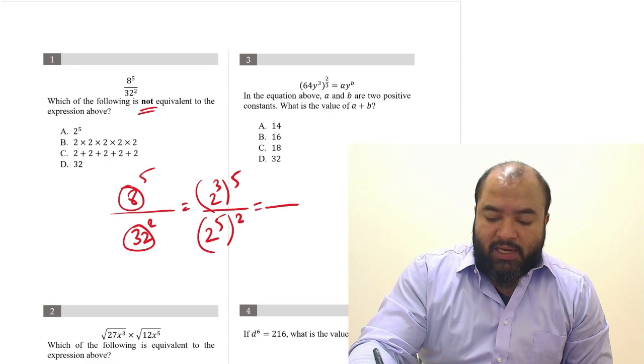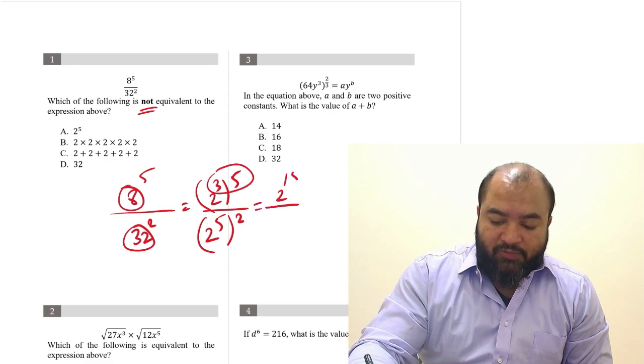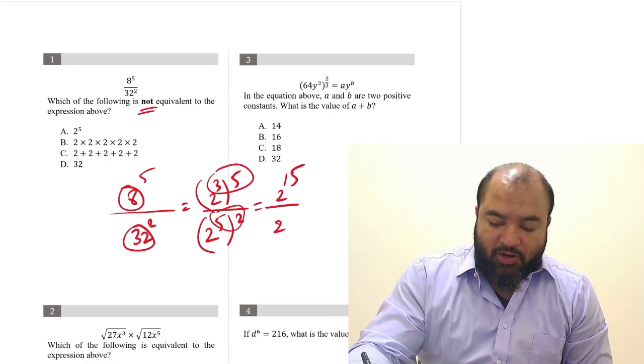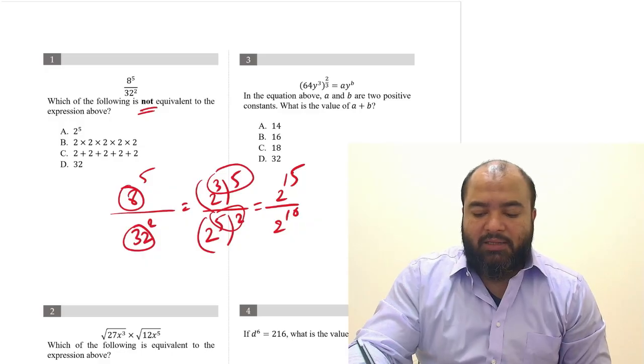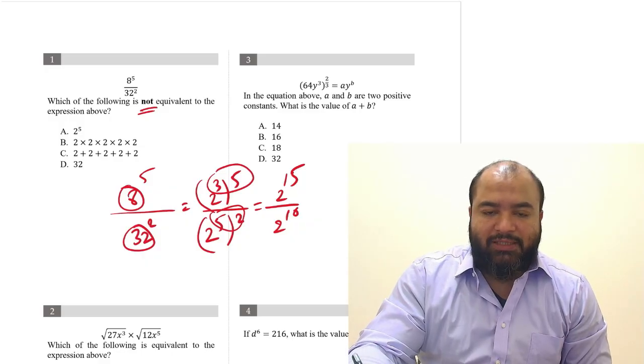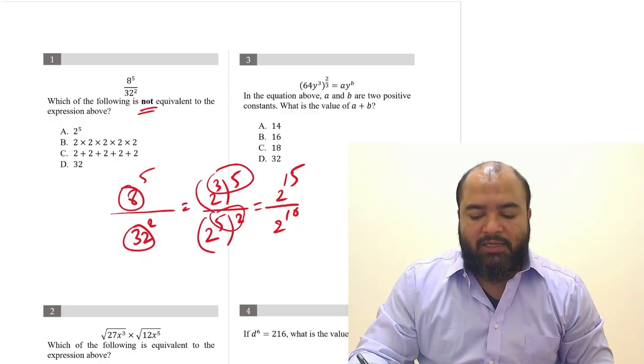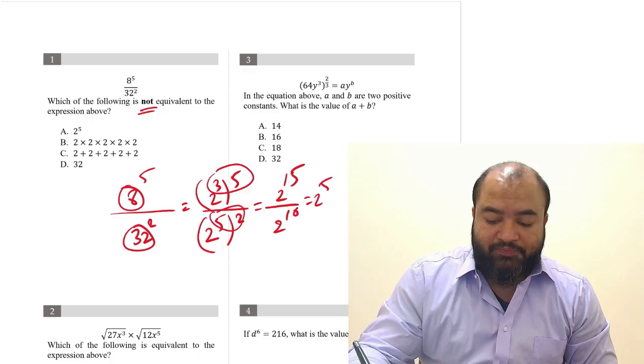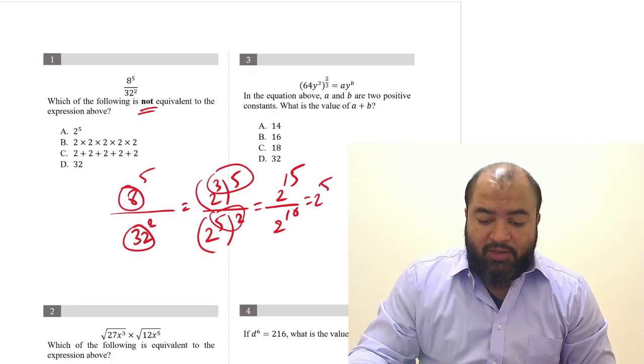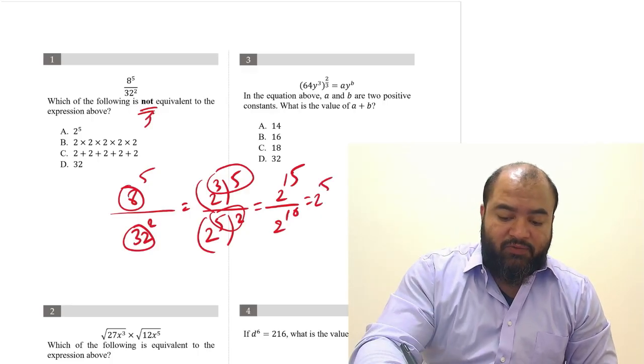So then it's 3 times 5, it's 2 power 15, and the bottom it's 2 power 10. When you divide and they have the same base, 2, you can just subtract the power, 15 minus 10, so that's 2 power 5. Okay, now which one of them is not equivalent to 2 power 5?